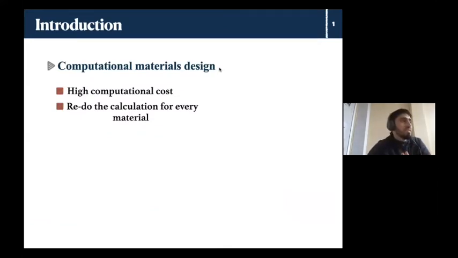As you know, computational materials design is a powerful tool to probe and explore materials, but it involves calculations which have high computational cost, and also we need to redo the calculation for every material. But as you know, all the materials can be seen as systems of interacting particles, and these interactions are the same and they are known. And by repeating these calculations, we are recalculating some pattern many times.